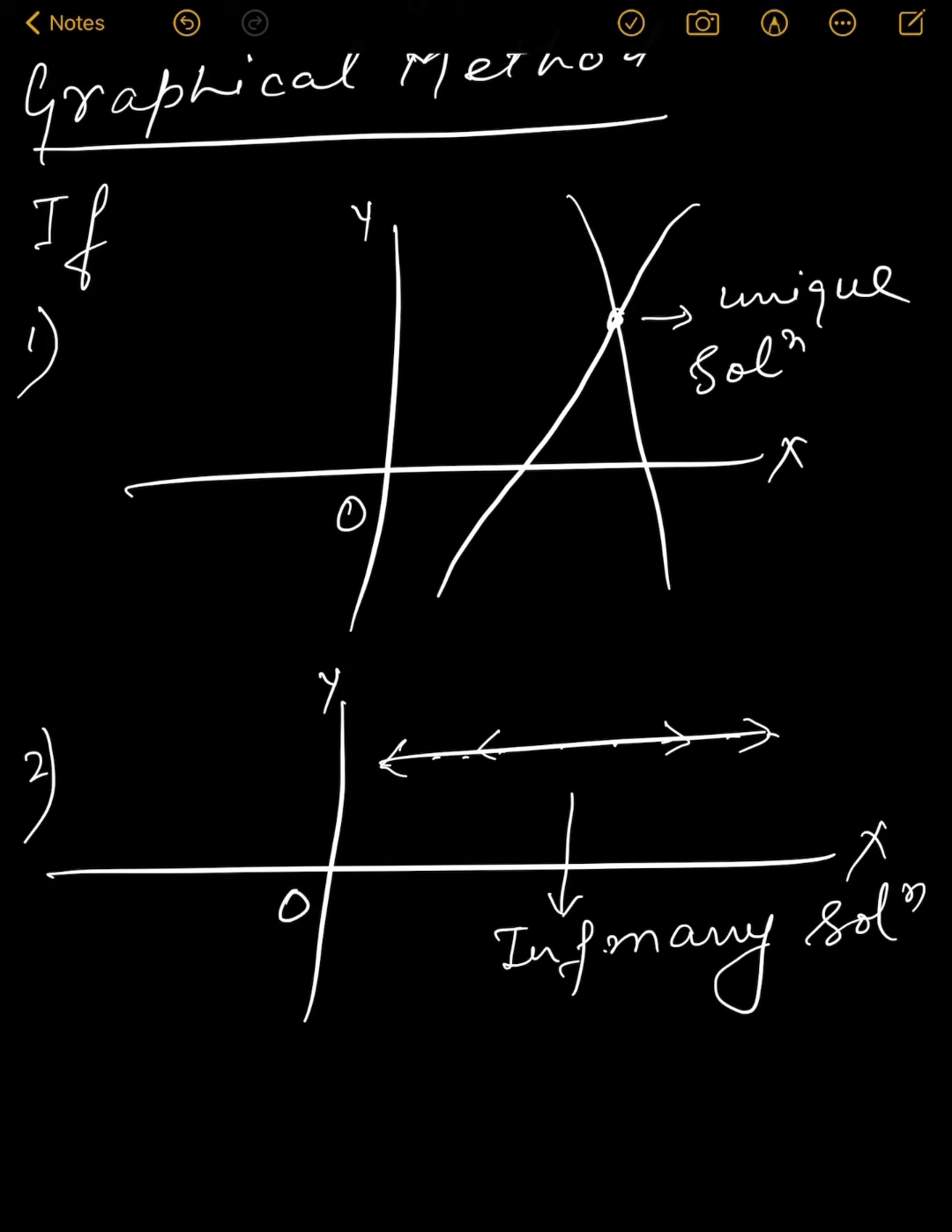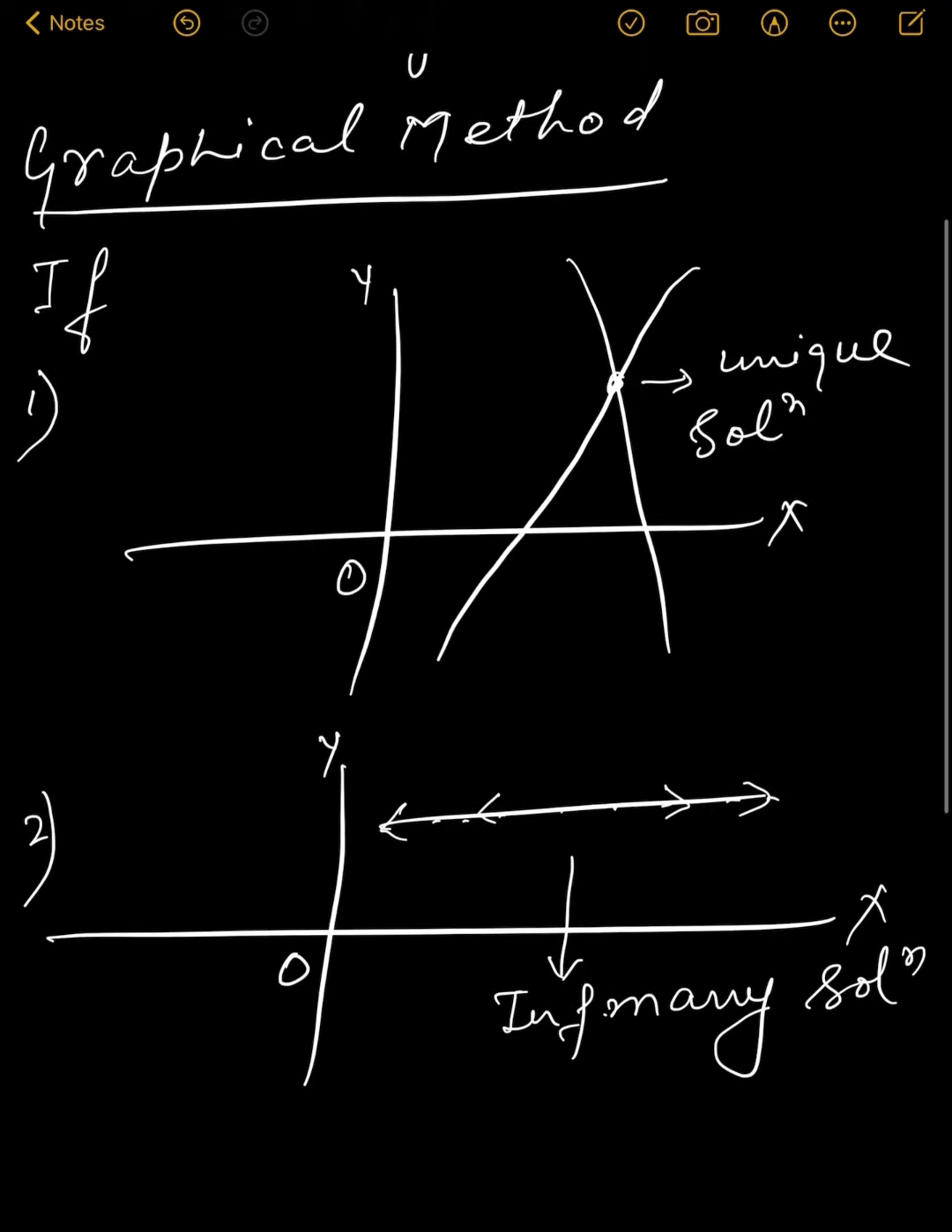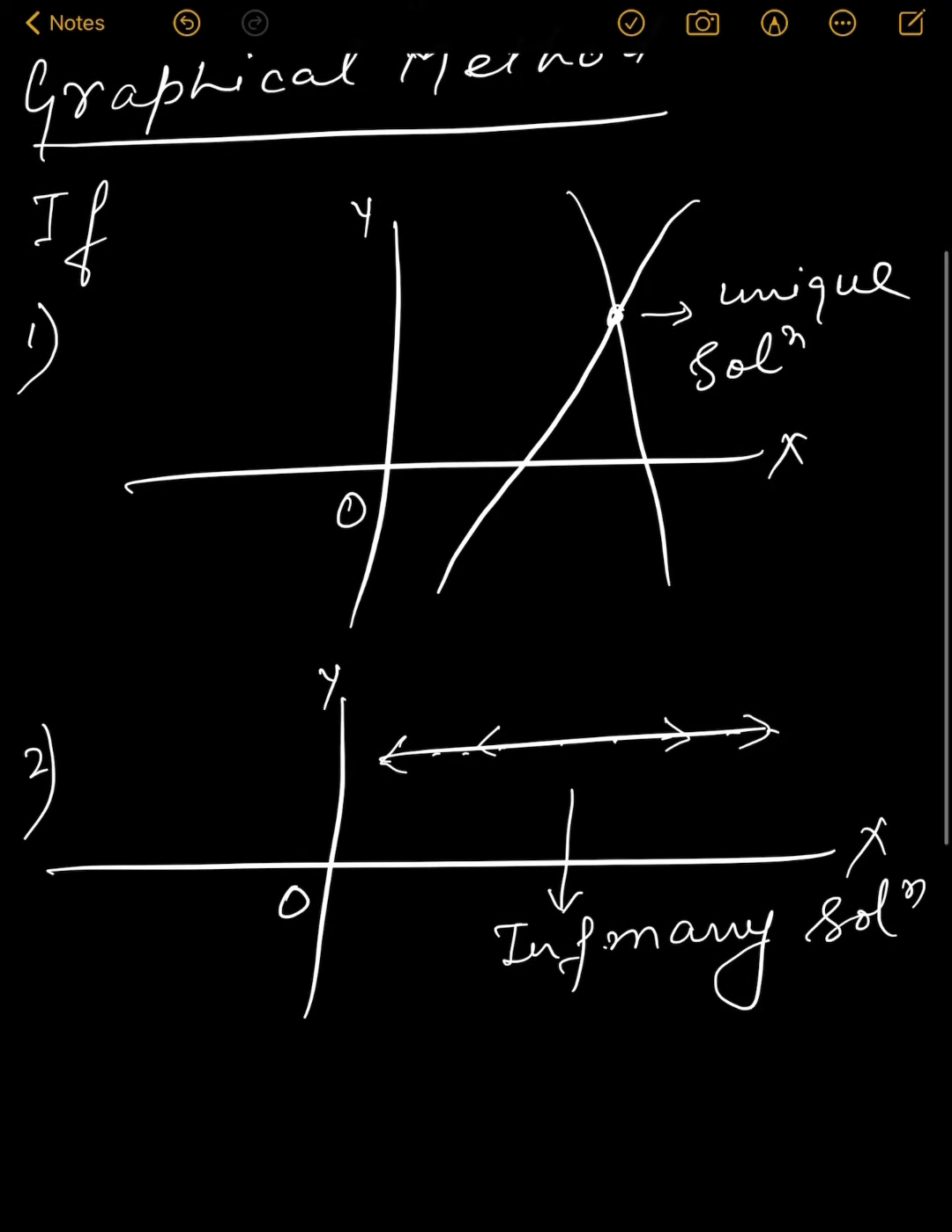In both these cases we call the system consistent. That means if we are getting any solution, whether it is a single solution or infinitely many solutions, then in both cases we call it a consistent system.